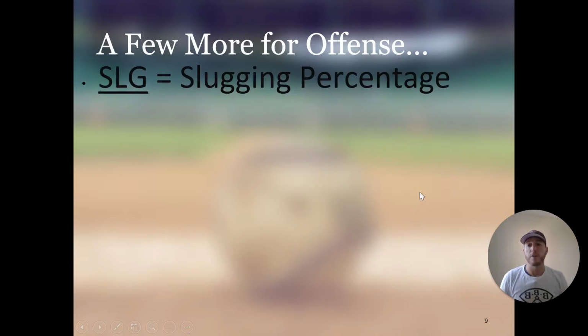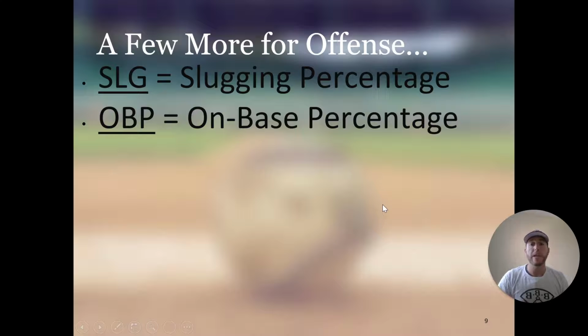A few more for the offense. SLG is slugging percentage. Now, slugging percentage is different than batting average because it does not count walks or hit by pitches. So the only thing that it takes into account is your hits. The reason why it's called slugging is because extra base hits, so doubles, triples, and home runs, those count for more than singles do. So it's basically a determination of a player's power. How much power, how much slugging percentage do they have?